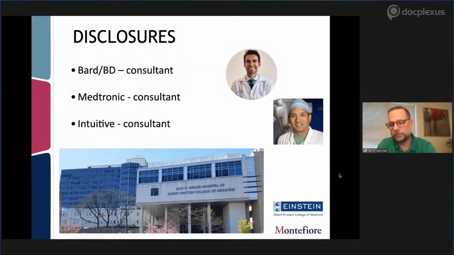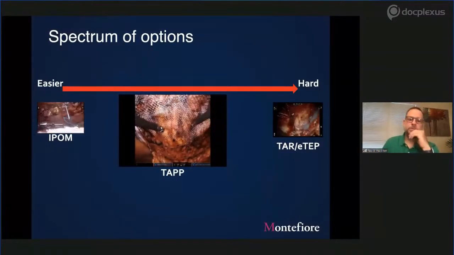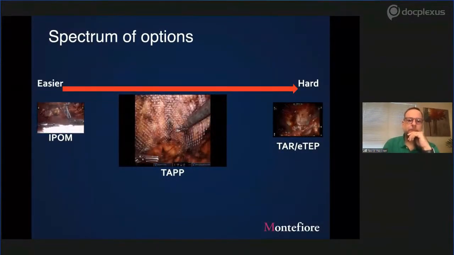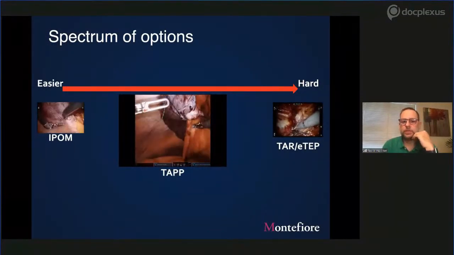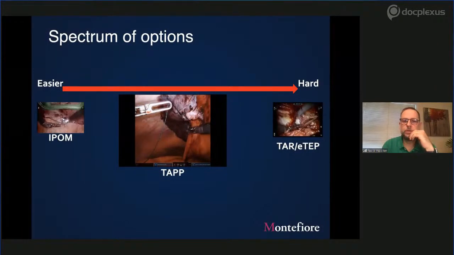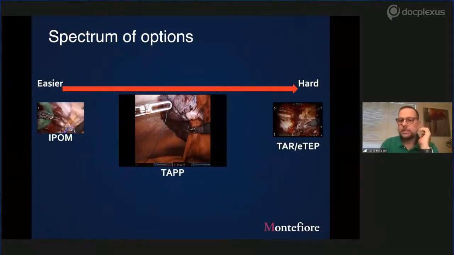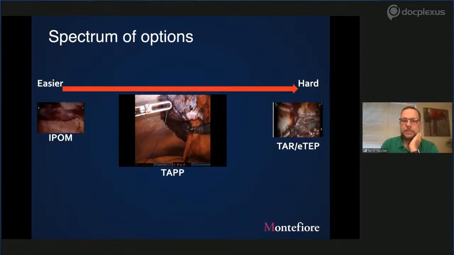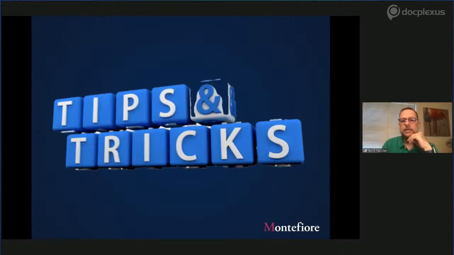I cannot start without giving them the adequate recognition. For sure, we start with a spectrum of options, talking about IPOMs. Now I'm going to talk about the preperitoneal approach. We have the subcutaneous approach, and we have the retrorectus space as well. So it's interesting to understand this spectrum of options, and I think that's the real idea behind this webinar.